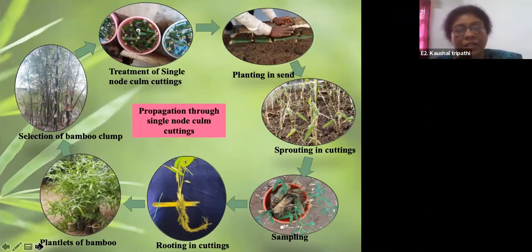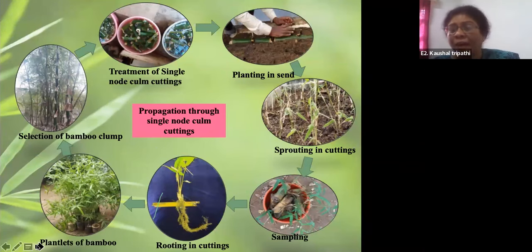This is again, you can see, the donor plant in the field, the bamboo clump which we have selected for propagation purposes. From there, we bring branches or culms and then we cut them into small cuttings. Here you can see single nodal cuttings, which we have given immersion treatment with a solution of IBA.